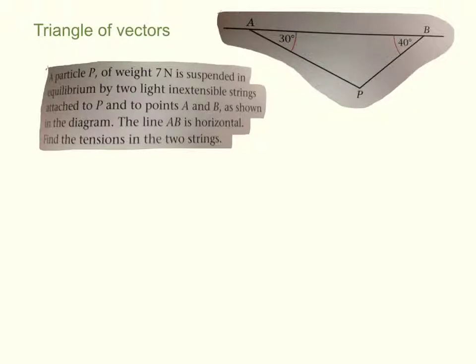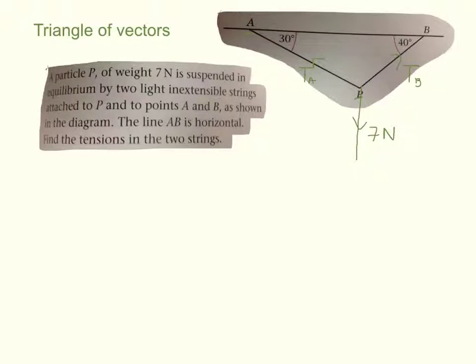So, if we have a particle P of weight 7 newtons suspended in equilibrium by two light inextensible strings attached to P and to the points A and B. So, here's A, here's B, here's P, and this has got a weight of 7 newtons. So, we're going to think of this as a vector, 7 newtons. And then we're going to think of these forces as vectors as well. So, this is the tension. We'll call it TB because it's going towards B, and this is TA.